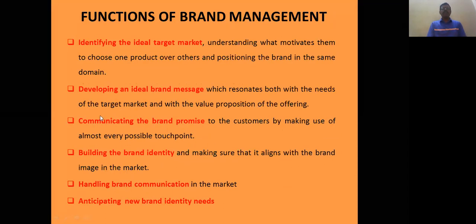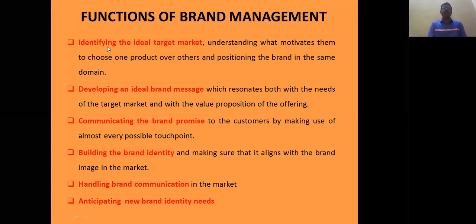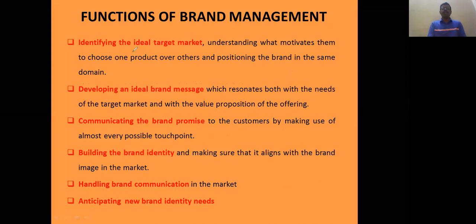What are the functions of brand management? First and foremost, the function of brand management is to identify the targeted market. Any person can launch a brand only by fixing a small target market in his mind. For example, Tata Nano concentrates on the middle segment, while BMW, Benz, Harley Davidson, Ferrari, etc. concentrate on the premium segment.